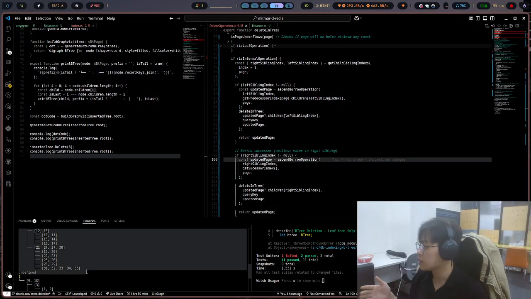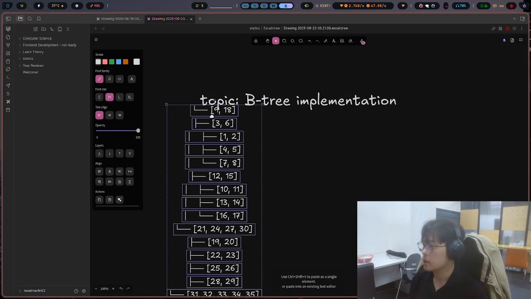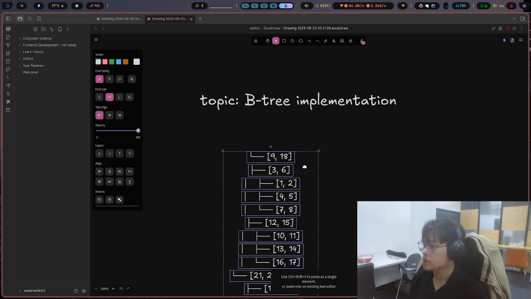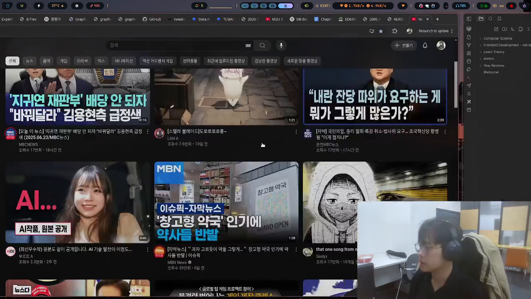the leaf node deletion is kind of easy, but when it comes to some kind of internal deletion, it's getting really hard. So let me try to explain this for you more.